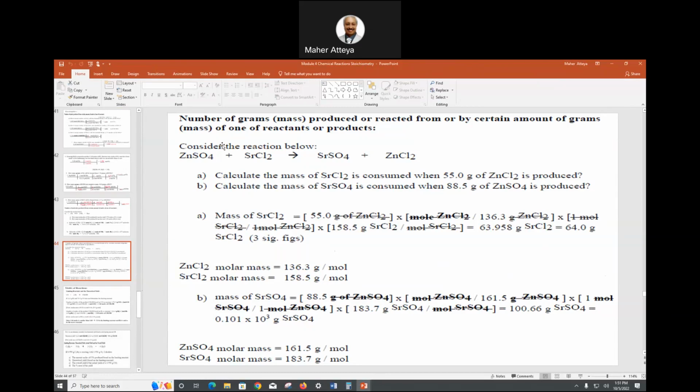Then you look at the molar ratio. The top of the molar ratio is always whatever is asked, the molecules asked, reactant or product. And the bottom is the one given to you, so you can cancel. Then you multiply it by the molar mass of the asked compound, reactant or product, to get the number of grams. So that's the four steps.